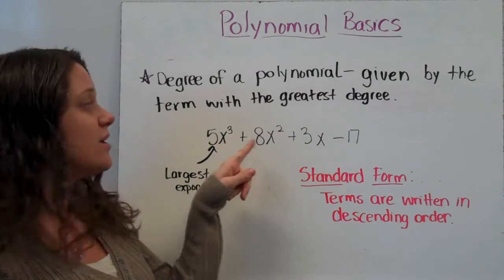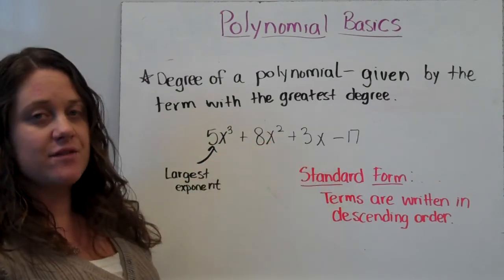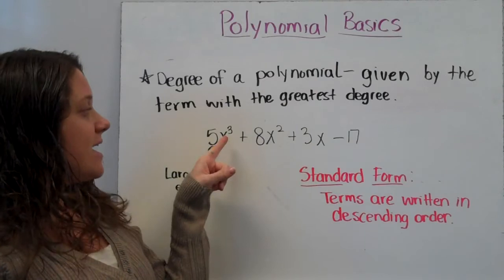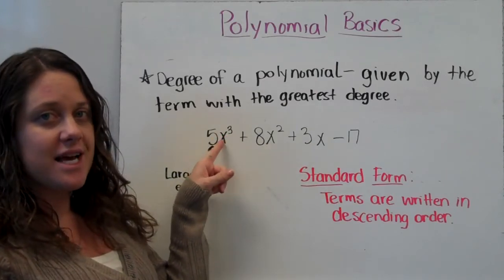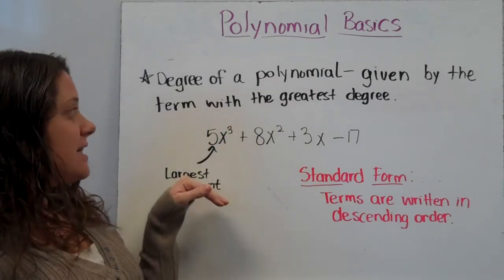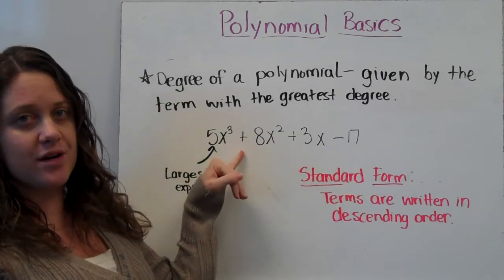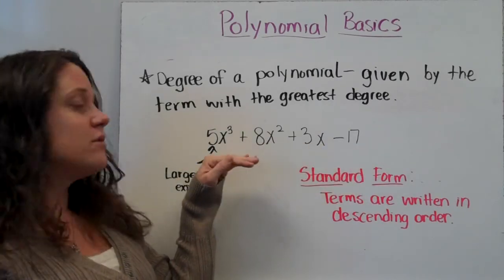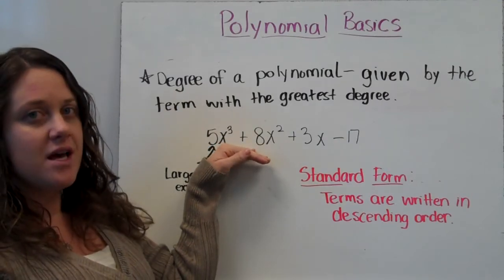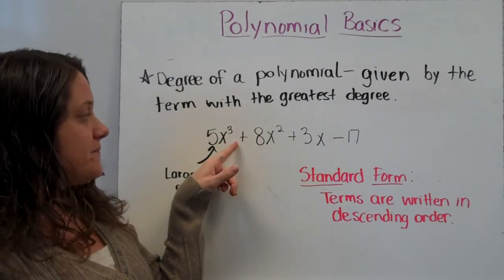So this is x to the third, x to the second, x to the first, and you find the one that has the biggest number. So since this is x to the third, that means that that's the largest exponent, and the degree of this polynomial is the third. So the third power. So it would be a cubic function, and we would say that the degree is 3.